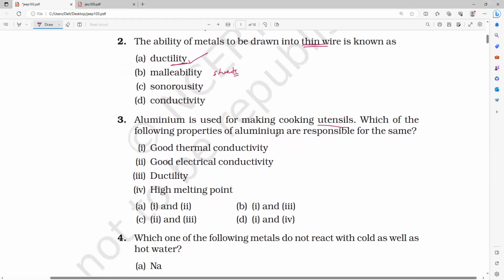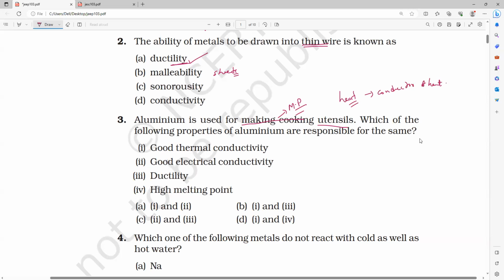Next, aluminum is used for making cooking utensils. Which of the following properties of aluminum are responsible for the same? See, cooking means, first of all, the metal should not melt. So it must have a high melting point. That is the first thing you have to remember. And cooking is related to heat, so it must be a good conductor of heat.